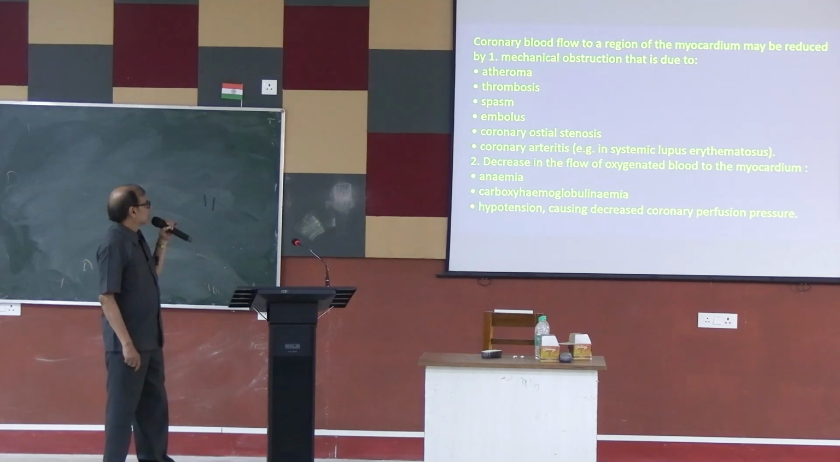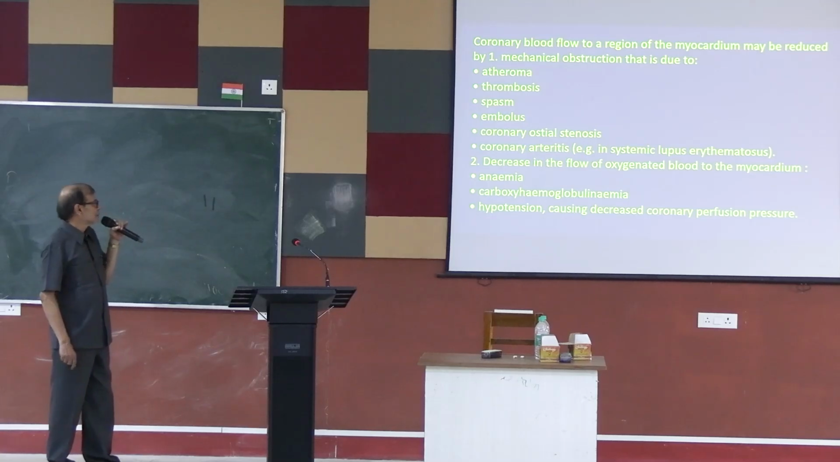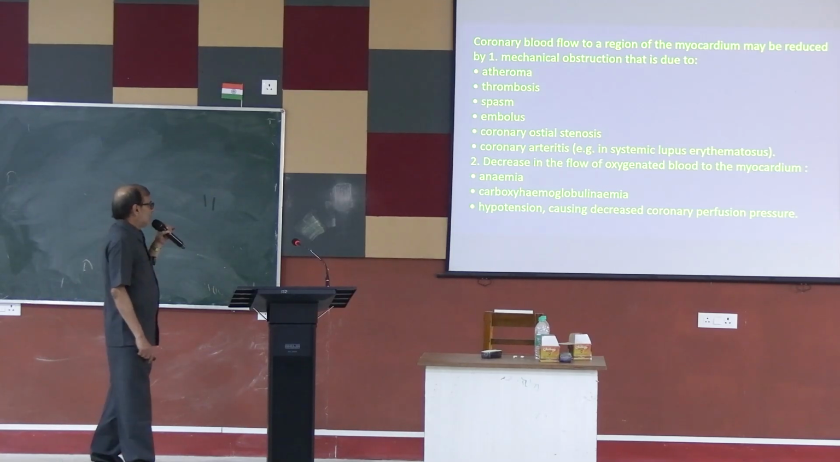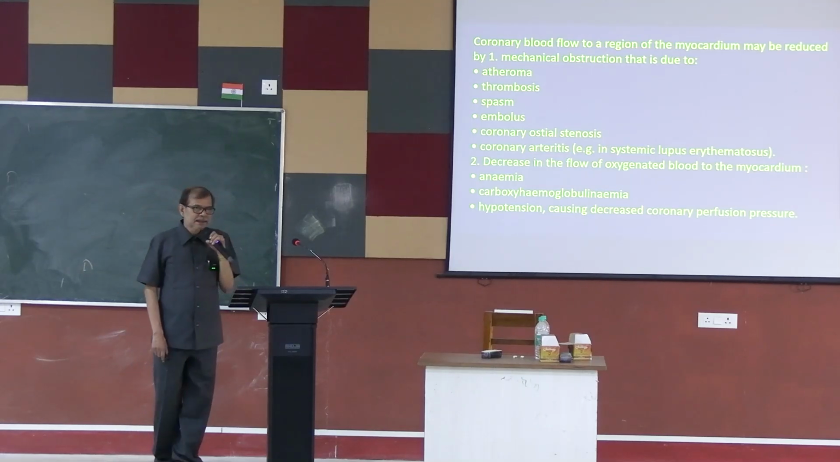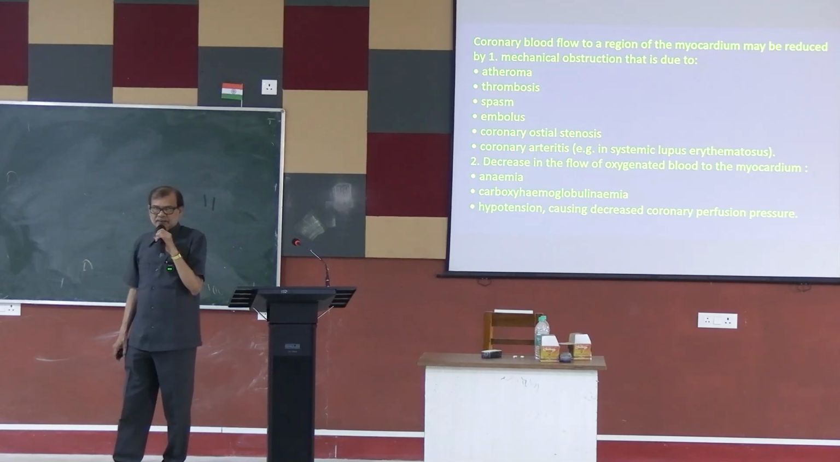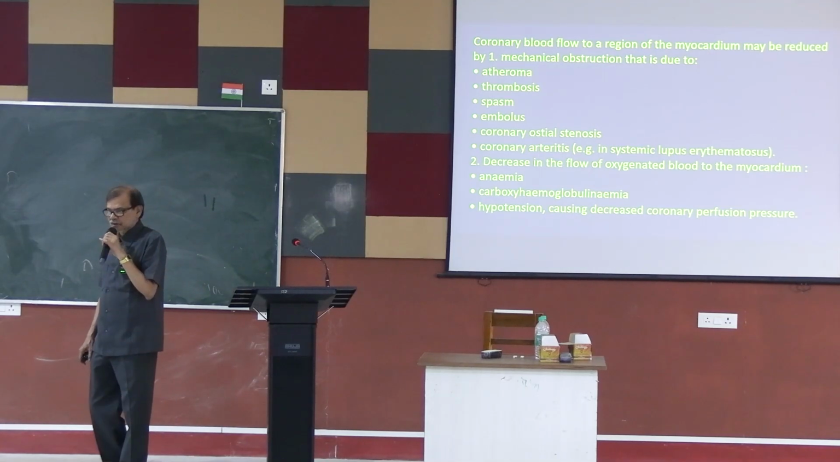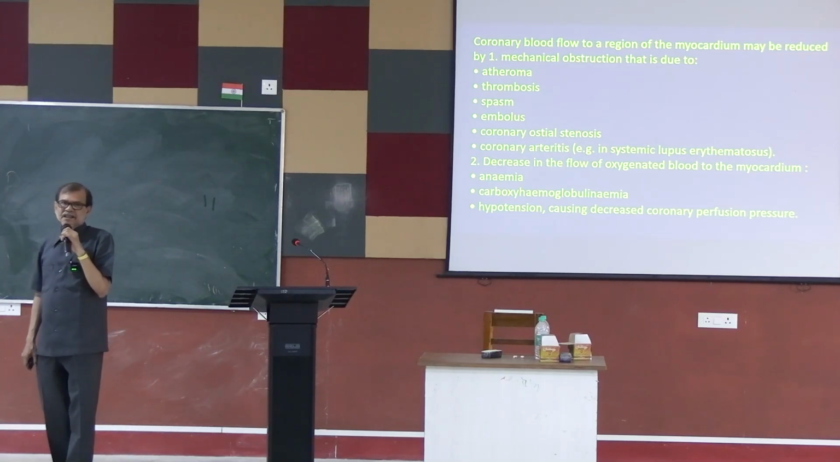So mechanical obstruction is due to atheroma, thrombosis, embolus, coronary ostial stenosis, and coronary arteritis. And second, decrease in the flow of oxygenated blood. Number one, reduction in hemoglobin concentration and function, that is anemia. Number two, presence of abnormal hemoglobin, that is carboxyhemoglobin.